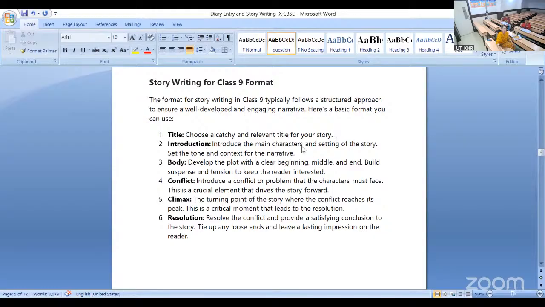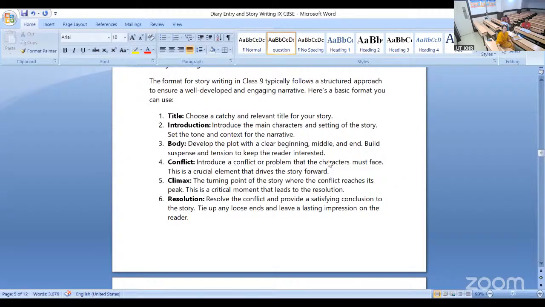Introduction. Introduce the main characters and setting of the story. Set the tone and context of the narrative. Body. Develop the plot with a clear beginning, middle, and end. Build suspense and tension to keep the reader interested. Introduce a conflict or problem that the characters must face. Climax, the turning point of the story. These are all introduction, body, climax, resolution.